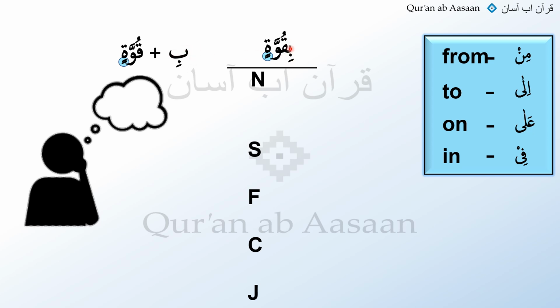Now, this tiny little B here, do you think it has this much strength and power that it can change the case sign of the noun following it to jar? Can it do that? Of course it can. What would it mean? Would it mean that B is also a harf jar? Because that's what harf jar does. Yeah, only harf jar has the power to change the case sign of the noun following it to jar. So this means that B is also a harf jar.